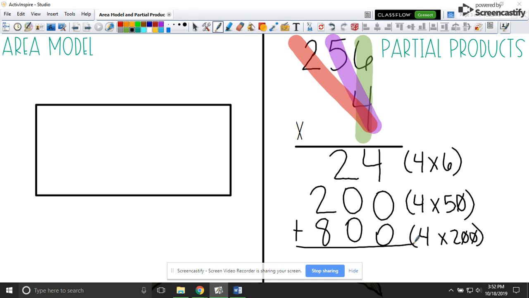Finally, we add it all up. 4 plus nothing is 4, 2 plus nothing is 2, and 2 plus 8 is 10. So 1,024 would be our final product.